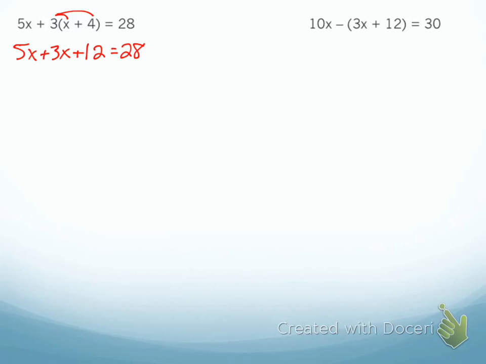On the other side, this one's the one that kind of messes people up sometimes. Again, I've got a negative sign in front of a parentheses. We're going to consider that as a -1. So again, change the sign, add a line, that's a -1, and I can distribute it to both the terms inside. So I get 10x minus 3x minus 12 equals 30. Again, -1 times 3x gives me -3x, -1 times 12 gives me -12. Then I can combine my like terms and then solve the rest of the way.